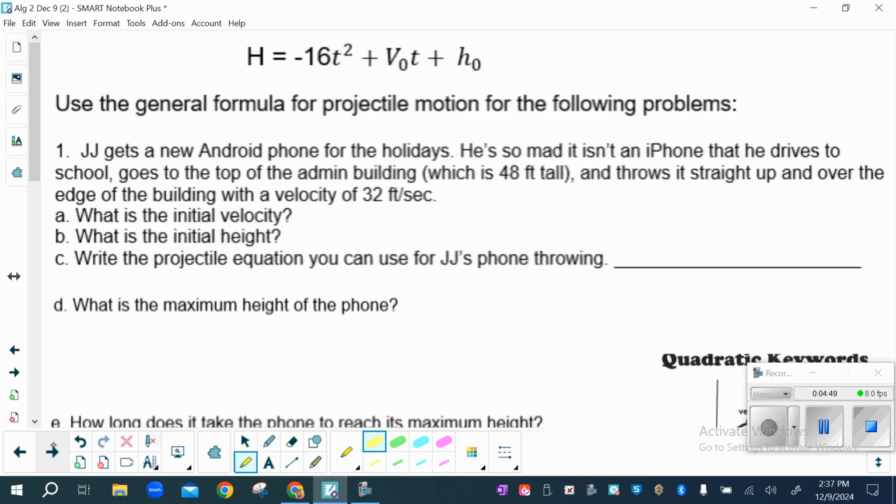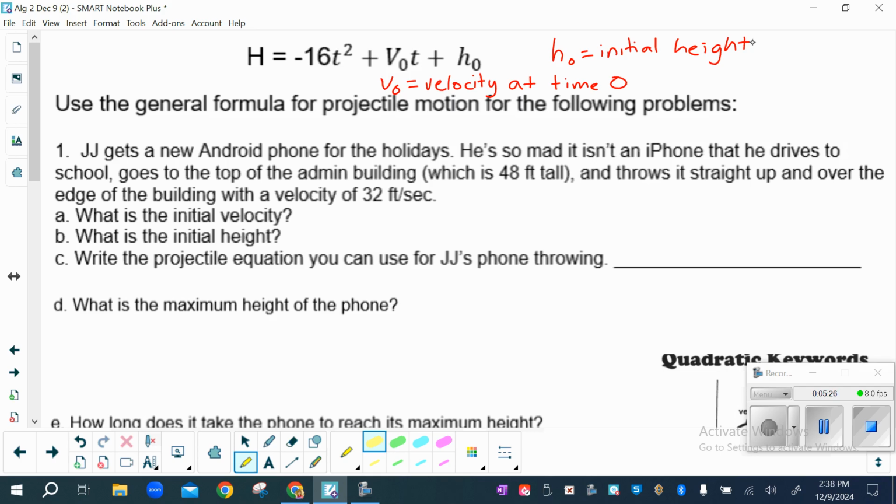So this v sub 0 is velocity at time 0. Or initial velocity. So the h sub 0 is going to be your initial height.